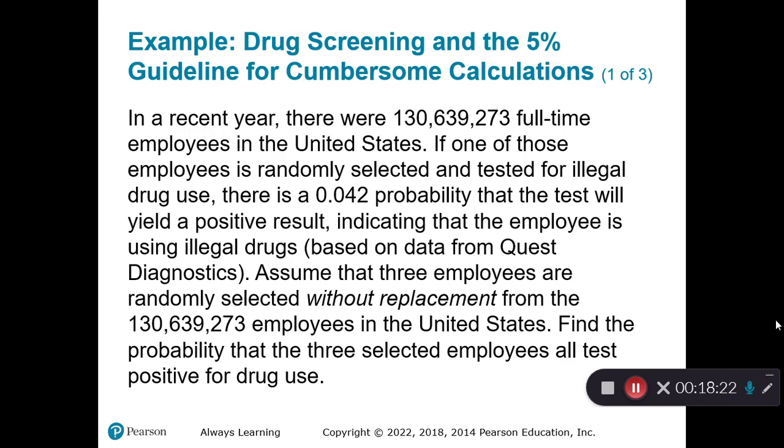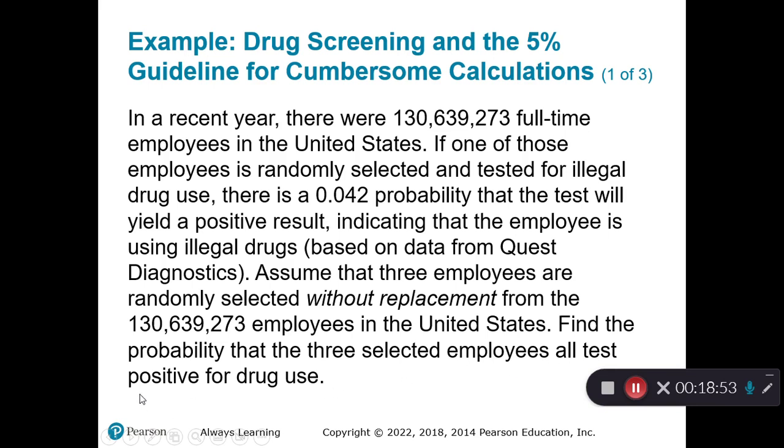Quest Diagnostics. Assume that 3 employees are randomly selected without replacement from the very large population of 130,639,273 employees in the U.S. Find the probability that the 3 selected employees all test positive for drug use. Anytime we see wording like this, all, that indicates an and situation.